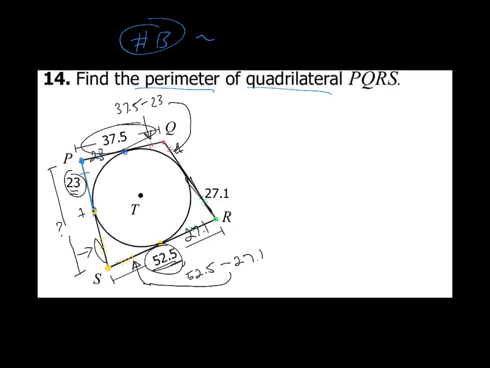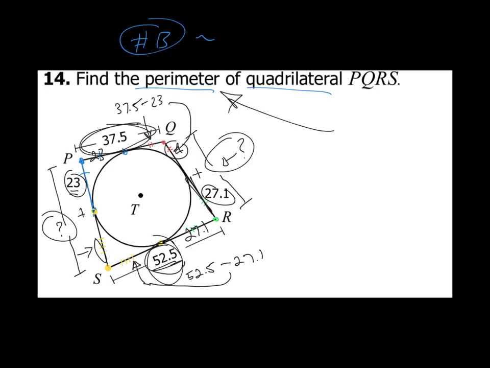52.5 is the length of this side. And then the whole length over here is going to be the 27.1 plus whatever this length is. And that will go right here. And then I'm just going to add 37.5, 52.5, this question mark value, this question mark value, and I will have the perimeter of PQRS. Piece of cake.